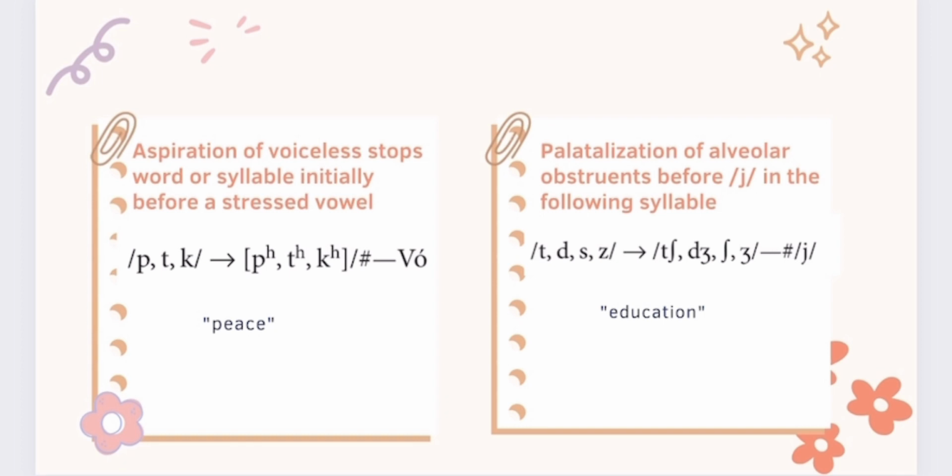Aspiration of voiceless stops word or syllable initially before a stressed vowel. Voiceless stops are aspirated, pronounced with an initial puff of air, when they occur at the beginning of a word or syllable before a stressed vowel. For example, peace. Palatalization of alveolar obstruents before j in the following syllable. Alveolar obstruents become palatalized before j in the following syllable.